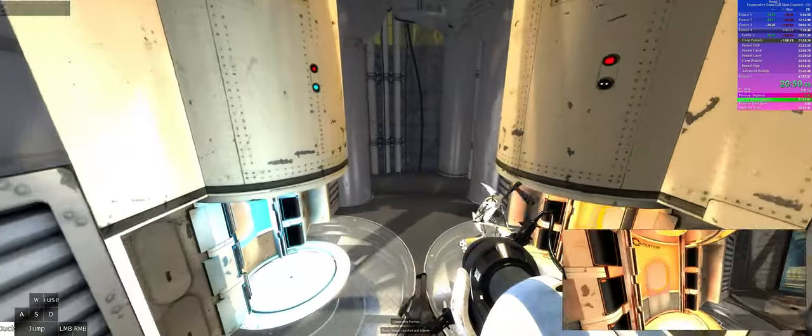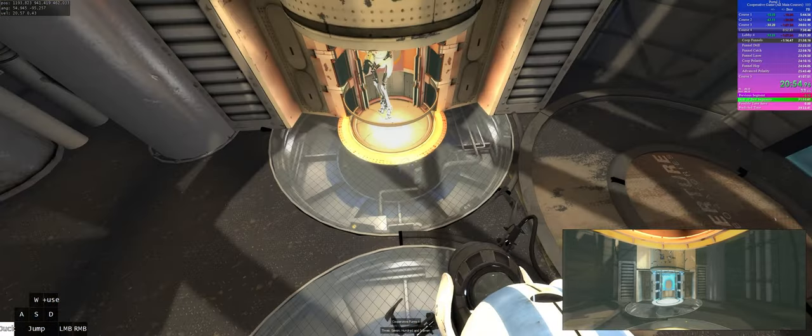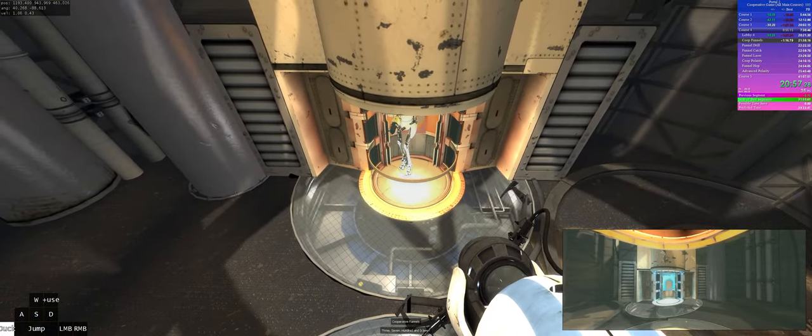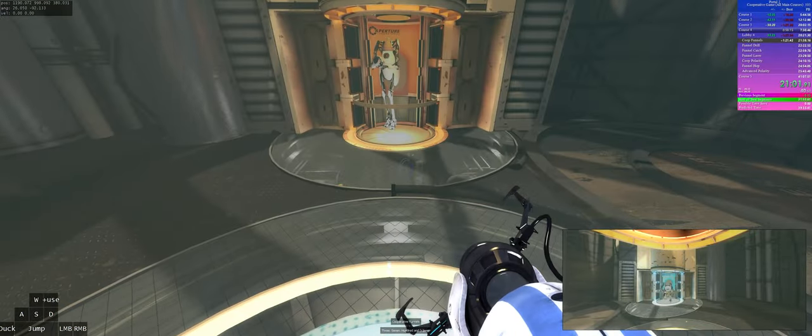Test chamber completed. In the interest of science, the Enrichment Center proudly presents the following list of numbers. 9, 7, 50, 3. 707.